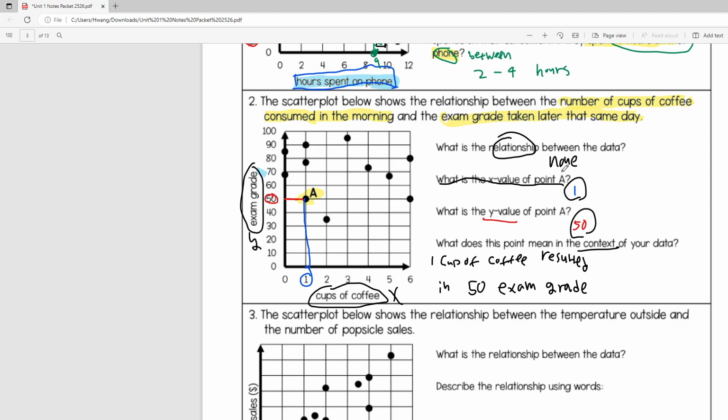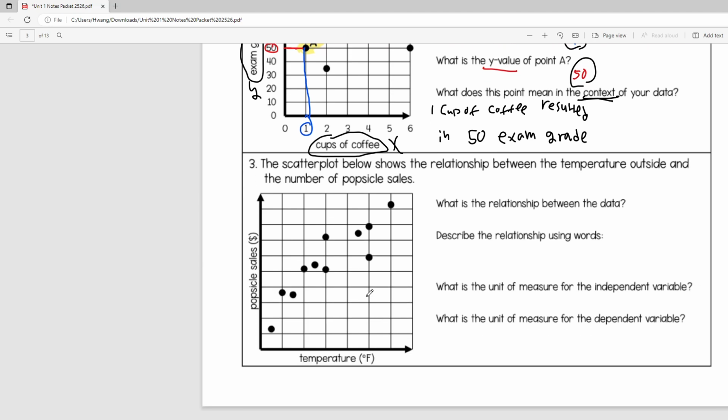So even though the relationship is none, it can still ask you multiple questions like what is the x and the y value of a data point and what does that mean in a context. So always highlight that. Always look at the graph because the graph always has all the answers. Now let's move on to the last example.